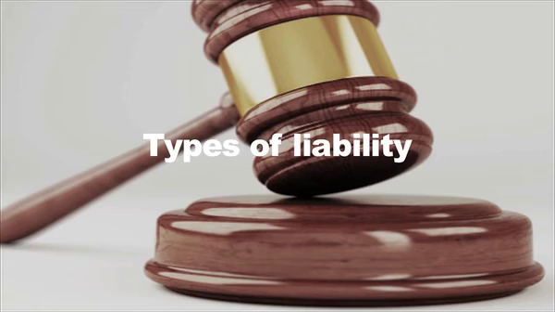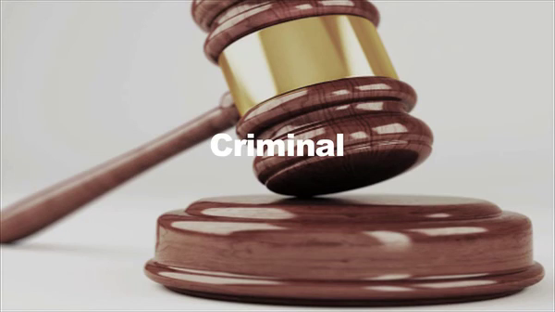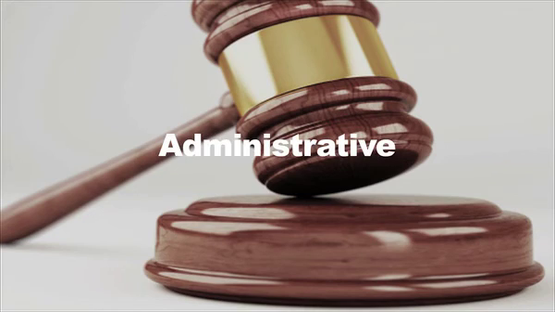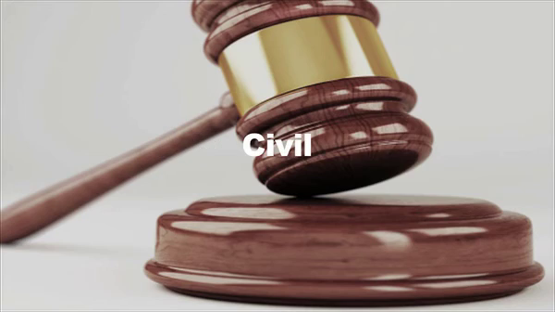Types of liability. Criminal. The arena would be the courts. The results would be a fine, community service, jail. Administrative. The arena would be the ABC. Results: fine, suspension, revocation. Type of liability: civil. The arena would be a lawsuit. The results could be money, a judgment against you.